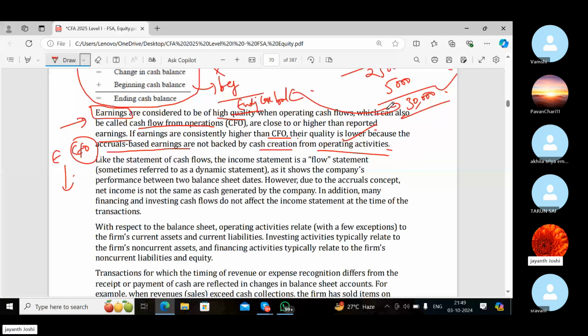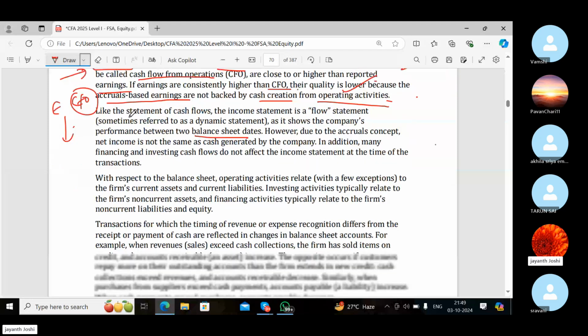The income statement is a flow statement as it shows the company's performance between two balance sheet dates, that is the beginning of the year and the end of the year. However, due to the accruals concept, net income is not the same as cash generated by the company. Of course, ending cash flows and net profit at the end of the year cannot be the same, because the concepts with which they are calculated are totally different.